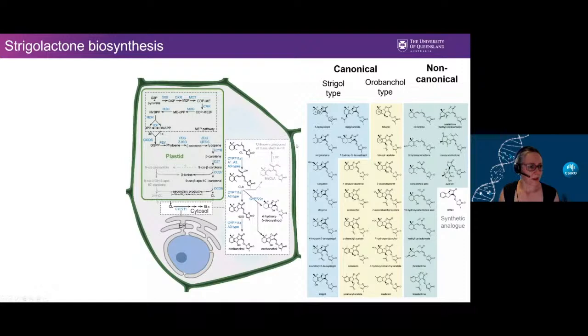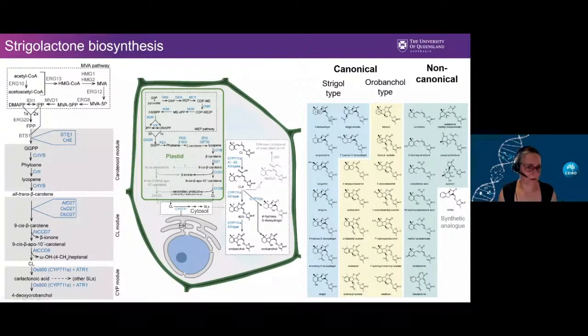So the first thing we did, of course, was reconstruct a pathway. We did this in yeast. So we added a carotenoid module and we were able to demonstrate production of the intermediate carotenoids. And we added a carlactone module to convert all-trans-beta-carotene through to carlactone. And we were able to demonstrate a good production of carlactone. These look like really simple experiments, but it literally took years to get there because of the challenging nature of the analytical chemistry involved in these particular projects.